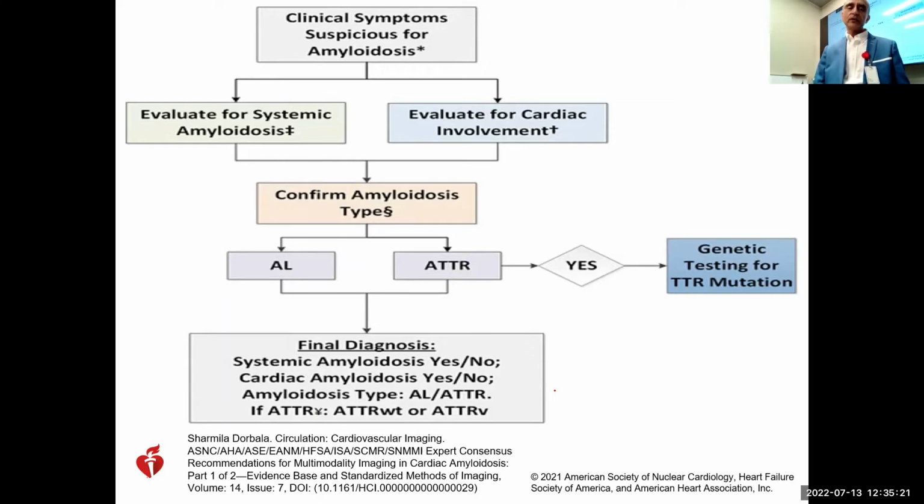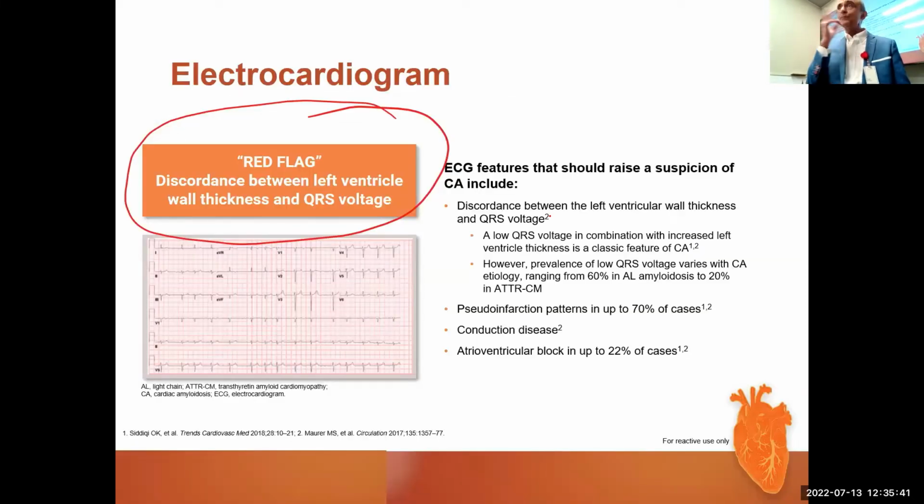So, once we suspect it, it's really about evaluating for systemic involvement, cardiac involvement, and we'll talk about how we do that, and then distinguishing which is it. Is it AL from multiple myeloma? Is it ATTR primary cardiac amyloid? Because obviously that will require different treatment. And if it is ATTR, doing genetic testing. So what are the red flags that are going to tell you this could be it?